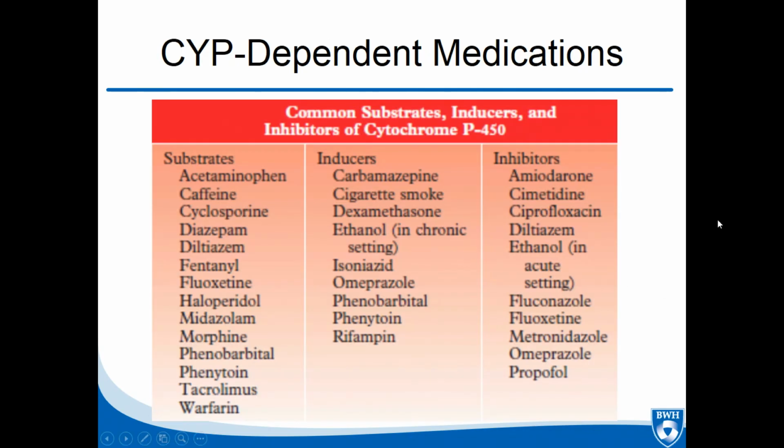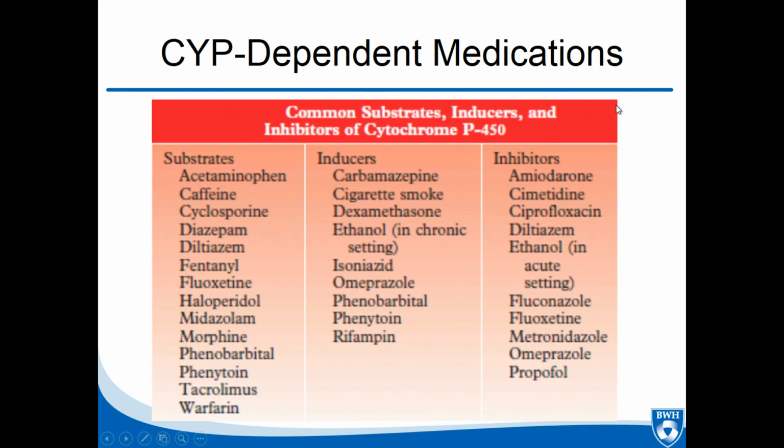CYP, to give a kind of graphic interpretation of how many different drugs are going to be impacted by these changes. Here on the left-hand side are our common CYP substrates. So these are drugs that have a metabolism that is rooted in the CYP isoenzymes. Inducers of CYP metabolism will speed up the metabolism and thus make the original drugs have less of an effect. Inhibitors will reduce the metabolism of the substrate.